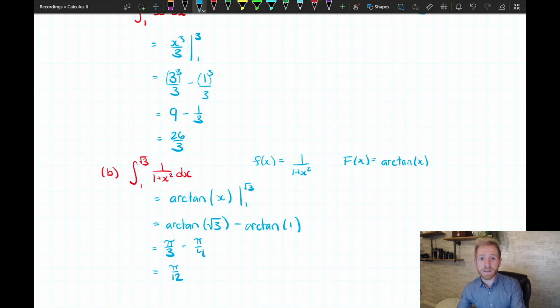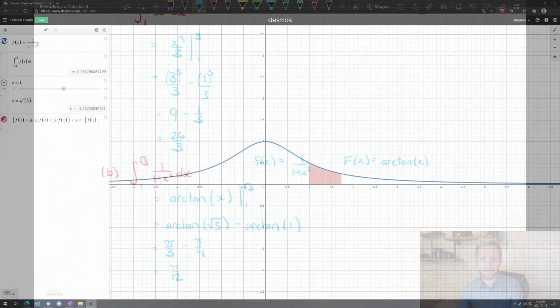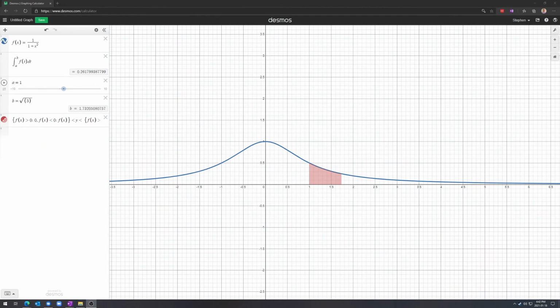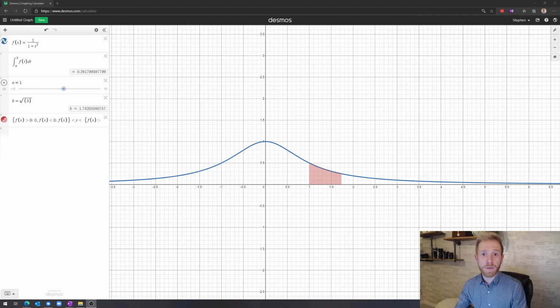Now let's take a look and see what this looks like in Desmos. You can see here I've got the function 1 over 1 plus x squared, and I'm finding the definite integral from a equals 1 to b equals root 3, which is approximately 1.732, and I get the area 0.2618-ish. And again, that's just the same as pi over 12.